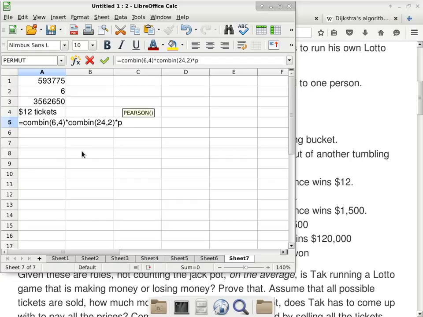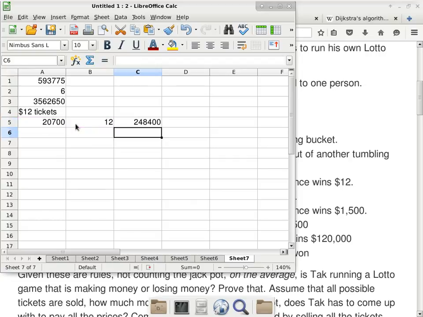So if I want to make sure that this is actually making sense, I will do it like this and put parentheses around the last part. So 20,700 tickets will basically win the $12 prize. And this is the actual money that I have to pay, and the product of these two is going to be the money that I have to pay off because of the $12 prize.